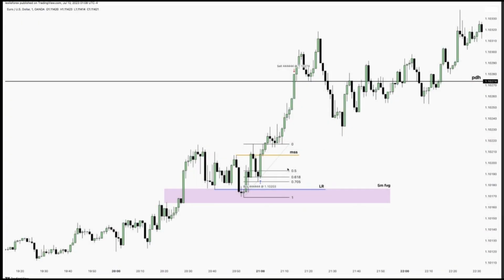And that's my setup. I took my trade around here, which is the 61.8% mark, held it all the way till our first internal range liquidity, which is our previous day high. And I took my full position off here. It was a nice 1 to 2 risk to reward trade, and the trade duration was about 25 minutes. It was a good day.